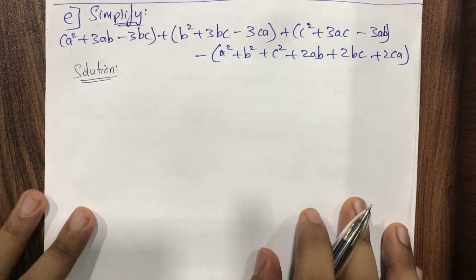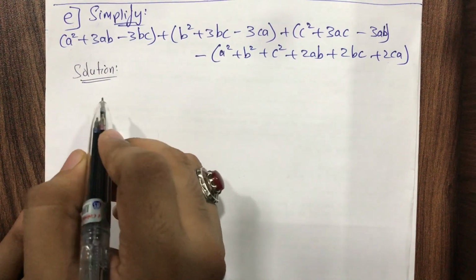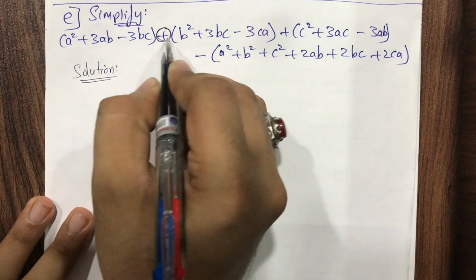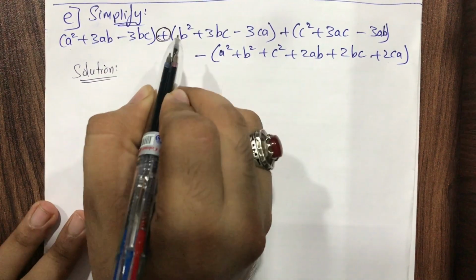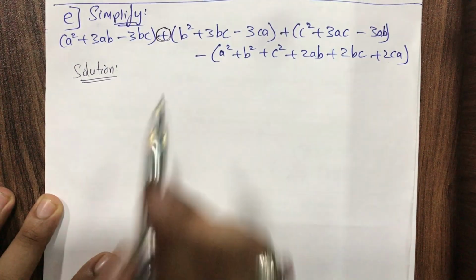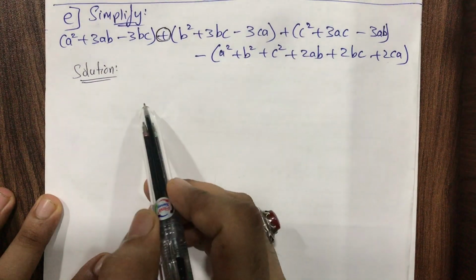Okay, the first step is we just have to open up the brackets. Once again I repeat, whenever we have a plus sign between two brackets, or precisely just at the beginning of any bracket, that means that bracket will be copied as it is. There will be no change in that bracket. There will be no change in the expression.